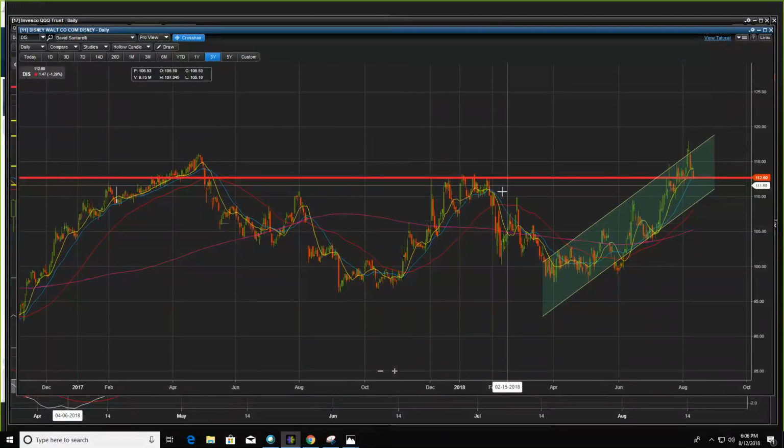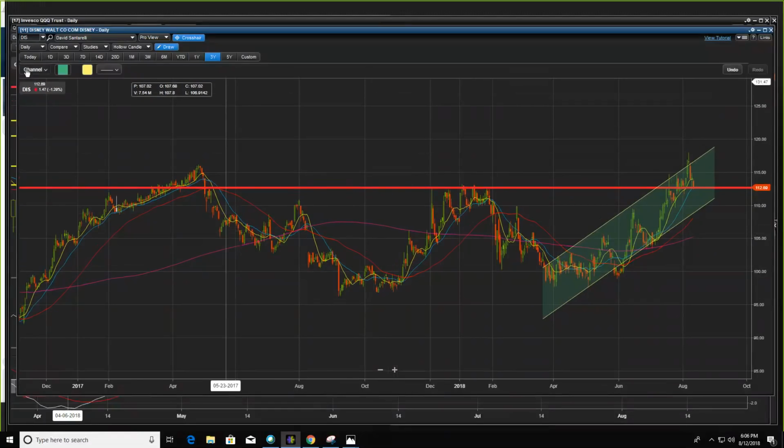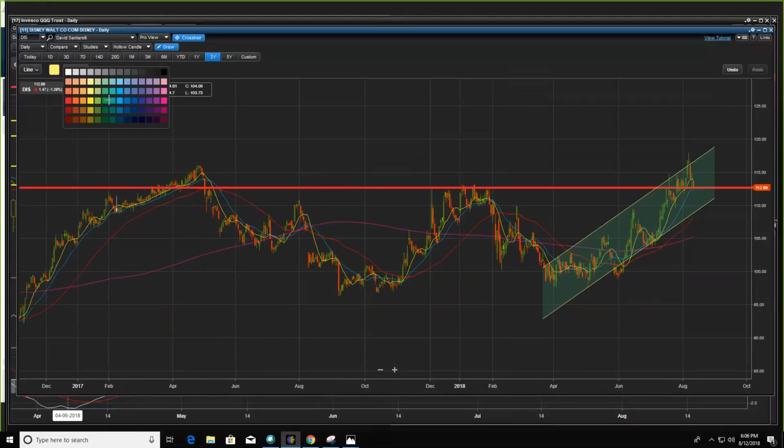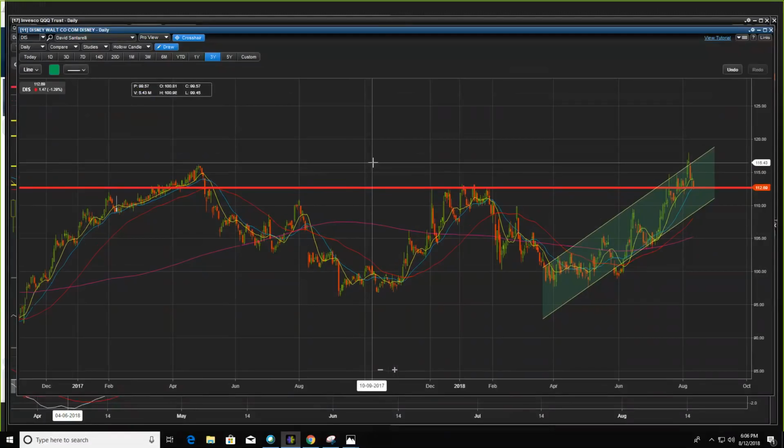Now let's see. If we want to add a resistance area, it's as simple as this.